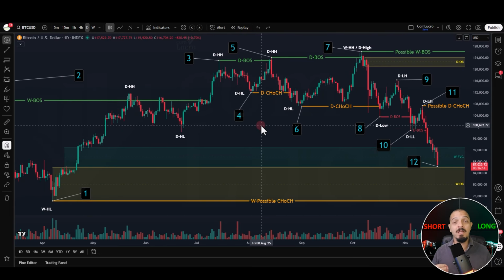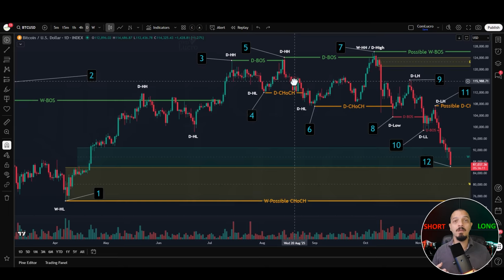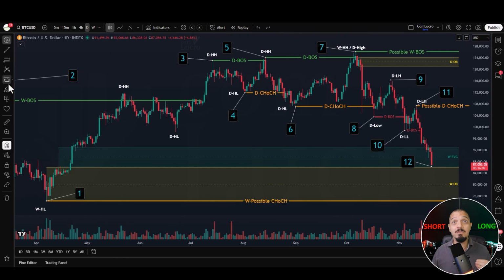Step 6. Here price breaks below the most recent daily swing low, the low formed at step 4. This move confirms the first daily change of character to the downside. It's the first clear sign that sellers are stepping into the market and that bullish momentum is weakening. However, this change of character is not confirmed by continuation, because price will soon push upward again. So step 6 marks the first bearish shift in daily structure, but it does not develop into a full bearish trend yet.